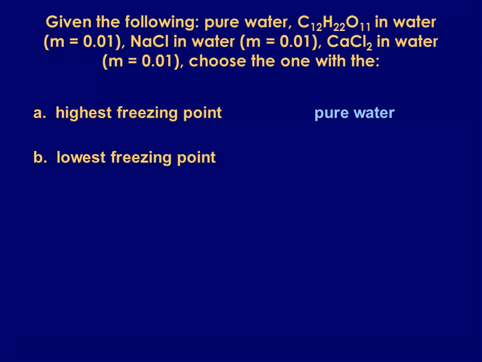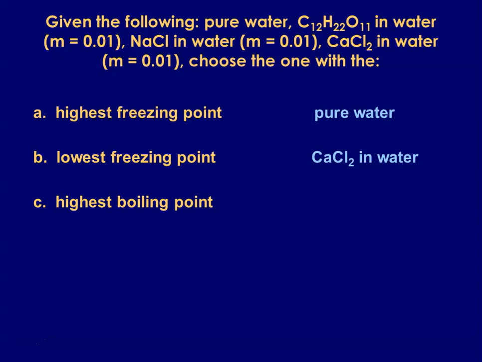The one with the lowest freezing point, they all would have the same constant Kf because they're all the same solvent. They all have the same molality. So the one that's going to have the lowest freezing point is going to be the one with the greatest i value, because that's going to cause the greatest change in your temperature. So the two that are capable of producing i values other than 1 are NaCl, which would have an i of 2, and calcium chloride, which would have an i of 3. So calcium chloride would have the lowest freezing point.